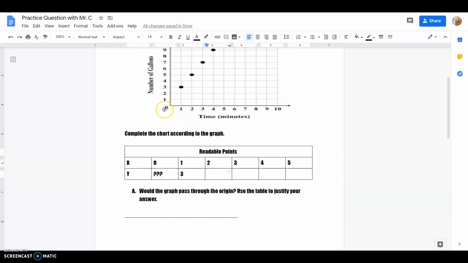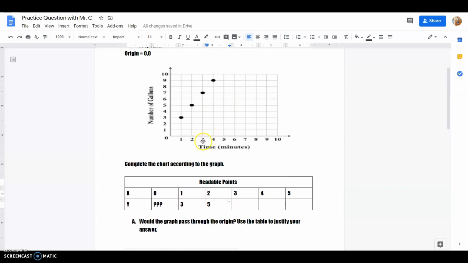Next one. Let's look at 2. When x is 2, y is 5. Keep going. When x is 3, y is 7. When x is 4, y is 9. And it doesn't give us what 5 would be, but if we follow this pattern of increasing by 2, we could see that 5 should be 11. Let's go back to 0 though, because we still haven't figured this one out.